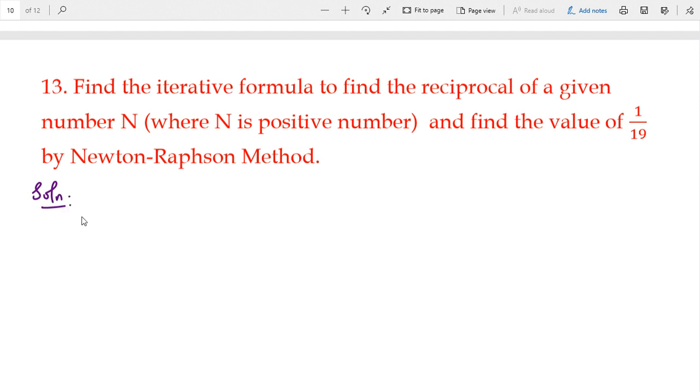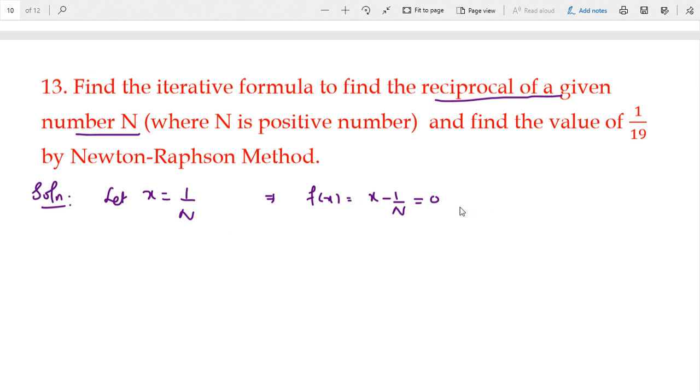So what is the given function? They have asked to find the reciprocal of a given number. So let x is equal to 1 by n. We are considering x as the reciprocal of the given number n. So this implies f of x is x minus 1 by n equal to 0. So this is our f of x now.